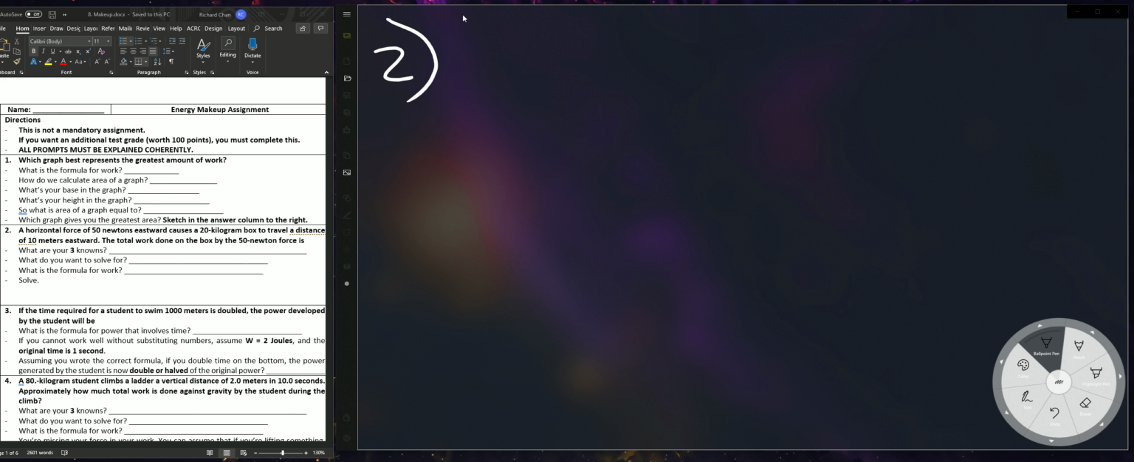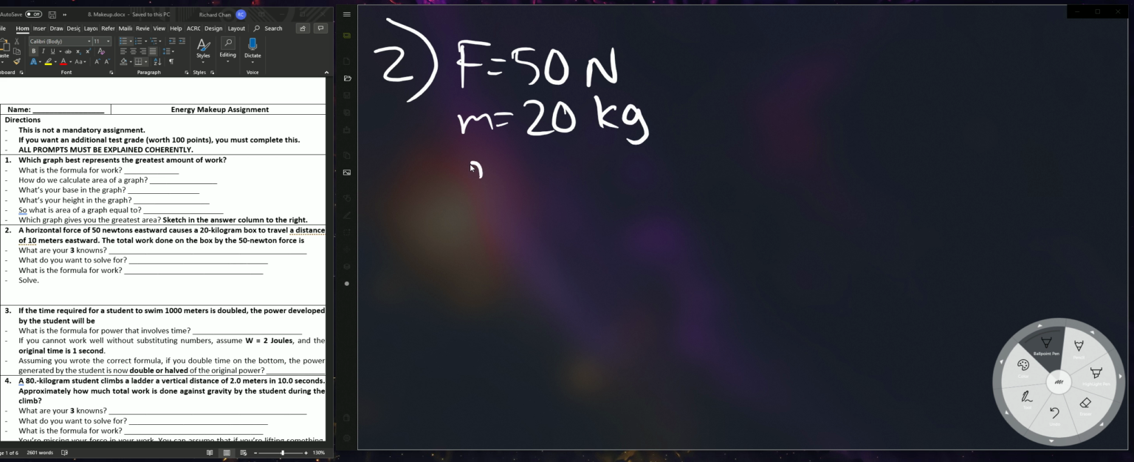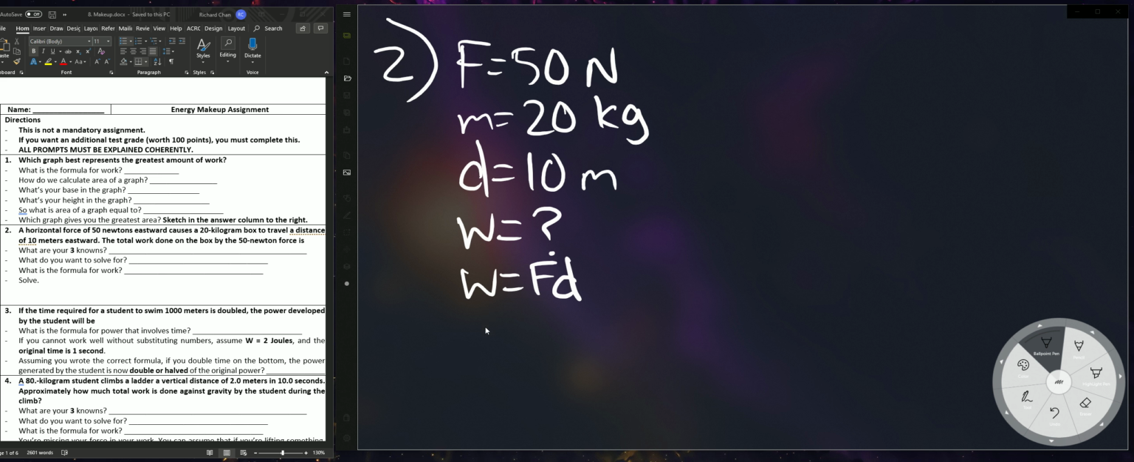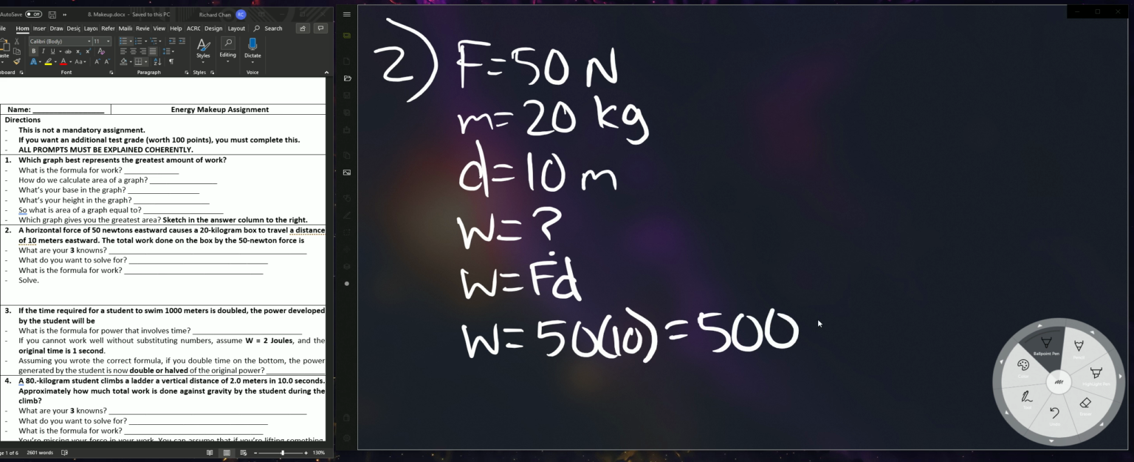A horizontal force, what are your three knowns? Well, your first known is your force, which is 50 newtons. You know your mass is 20 kg, and you know your distance is 10 meters. So what is the total work done? So that's what you want to solve for. And what's the formula for work? Well, your formula for work is F times D. And so now you're going to solve this. So W is equal to 50 times 10, and you get 500 joules. 500 joules, all right?